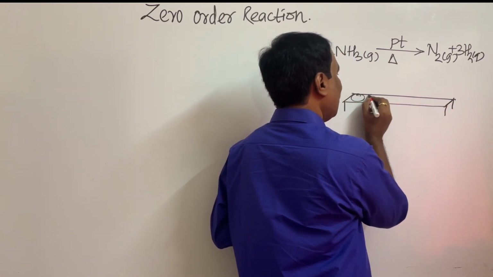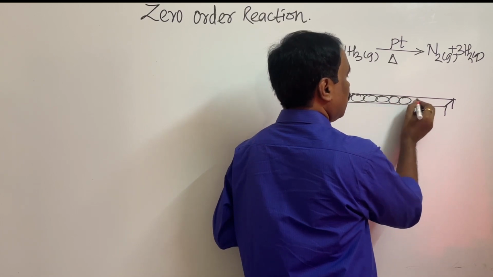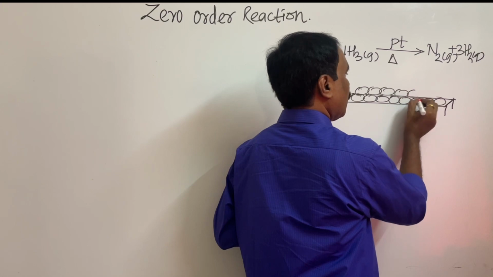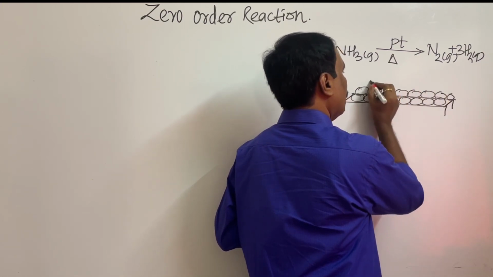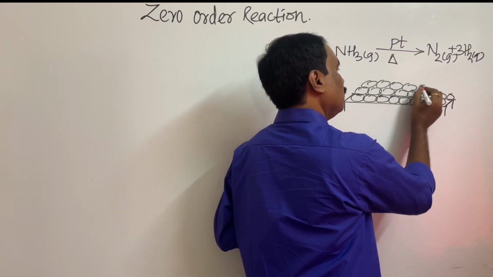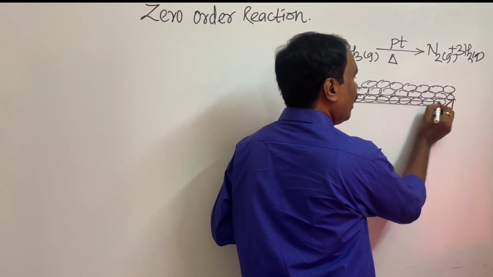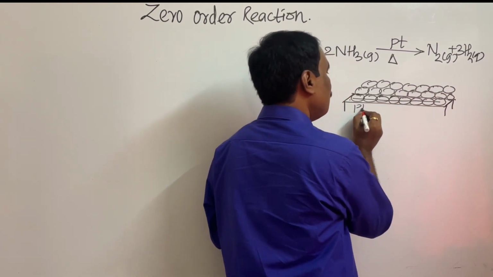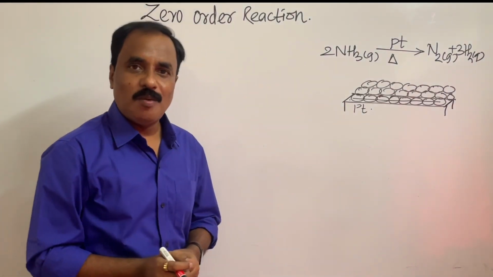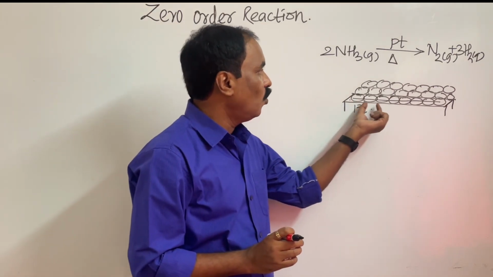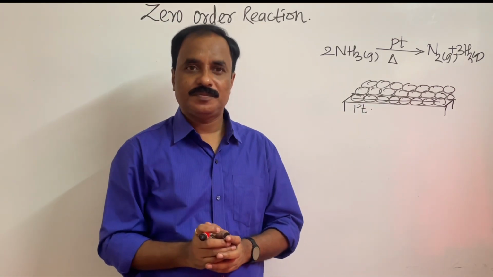And here is the accumulation of ammonia molecules. All these are ammonia molecules. Only the lower layer of ammonia molecules are directly in contact with the platinum surface. When ammonia decomposes, only the lower layer of ammonia molecules decomposes.